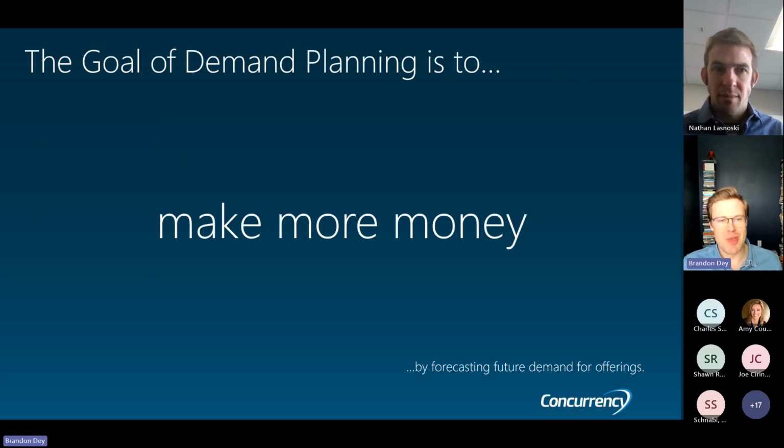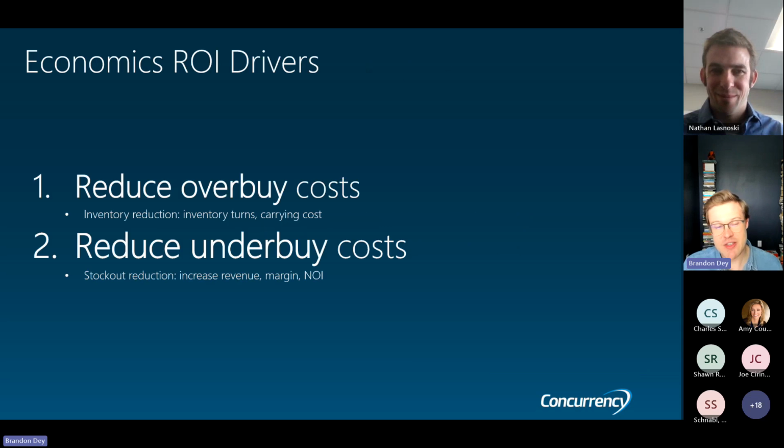So what is the goal of demand planning? It's really basic. It's really to make more money. And you want to do this by forecasting future demand for offerings. Specifically, you're making money or you're trying to make money through two levers. The first is by reducing overbuy costs. And then the second is reducing underbuy costs, right?